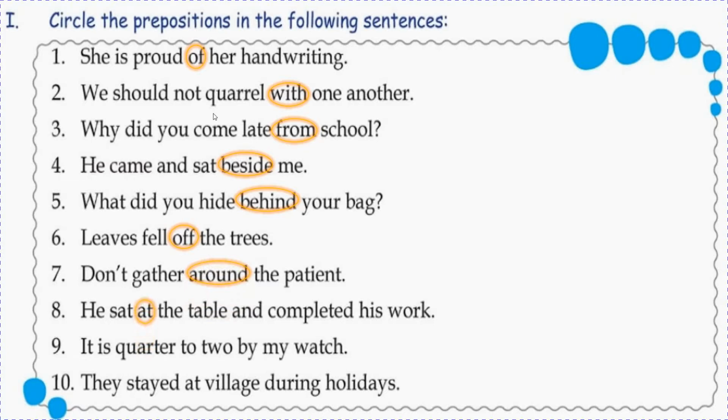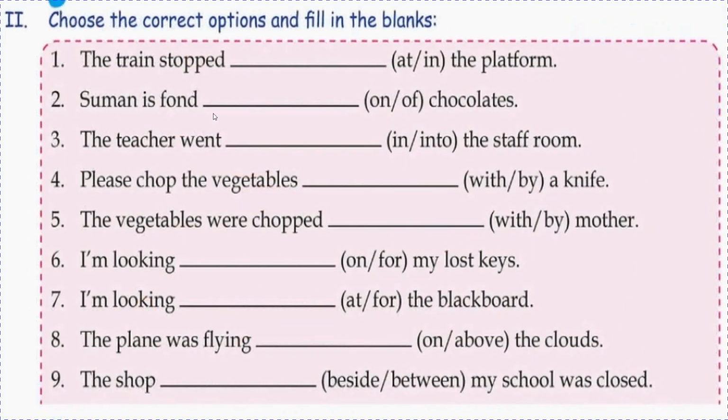He sat at the table and completed his work. At. Many students get confused that we should write on with the table, like he sat on the table to take his dinner, but it is wrong. We write he sat at the table. We don't sit on the table, children. We don't sit on the surface of the table, but we sit at the table. Number 9 is, it is quarter to 2 by my watch. So, by. They stayed at villas during holidays. At. Children, for smaller areas, smaller towns or villages, we use at. But for bigger areas, larger areas, we write in.